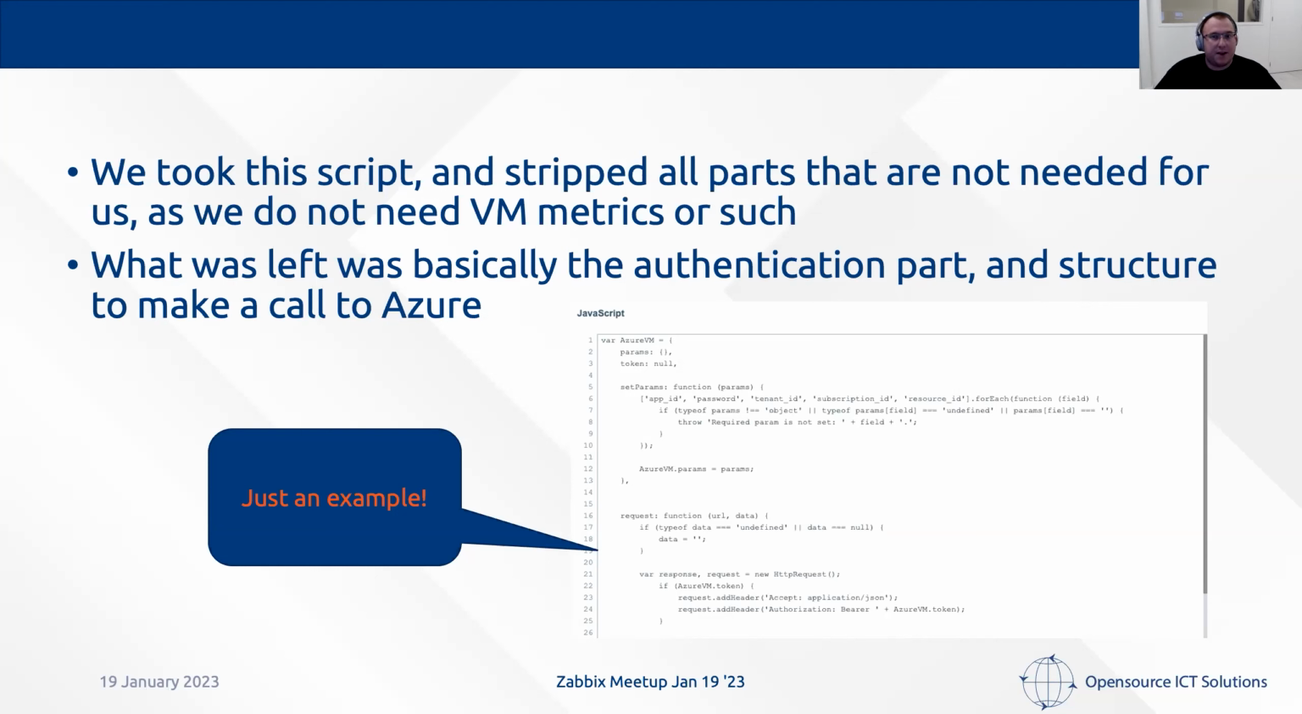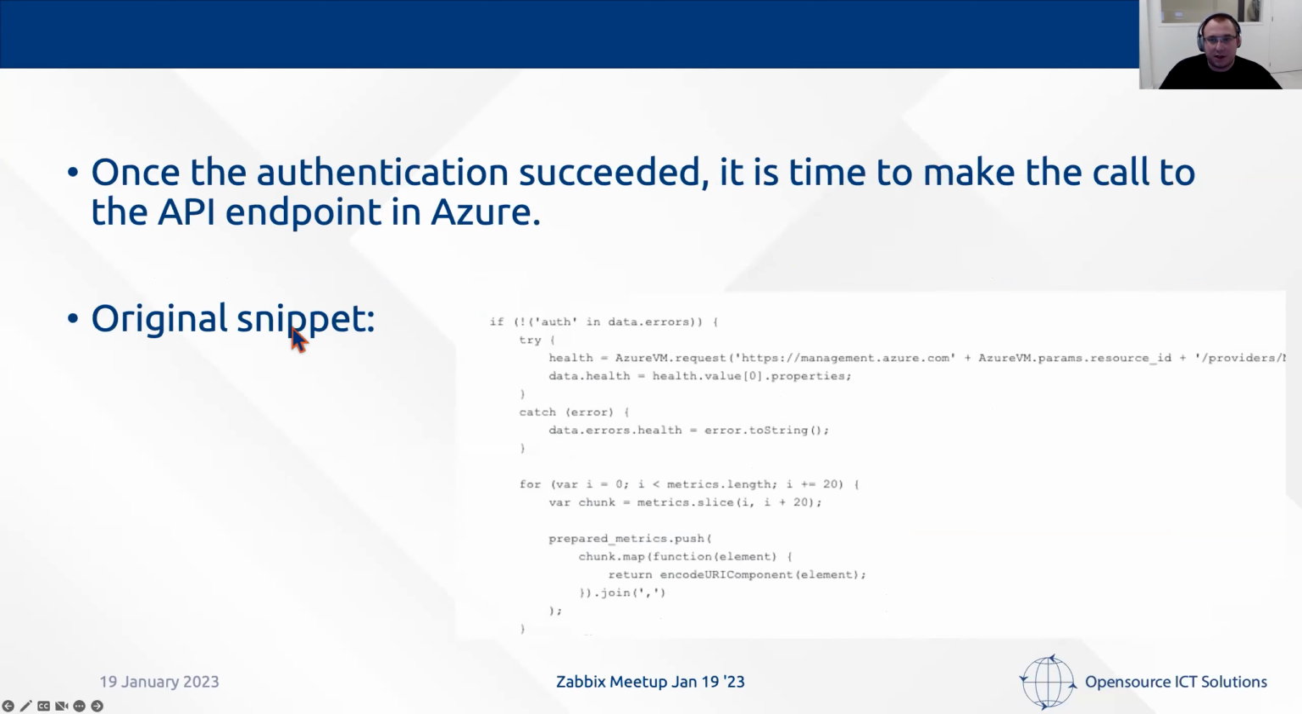we have the structure to make that Azure call, but we need to change the endpoints. And changing the endpoints is basically scrolling down in the script. And this is the original script, by the way. Here you can see that it is doing an Azure VM virtual machine request against some sort of endpoint. And we changed that one to the endpoint that is actually needed for the resources that we need.